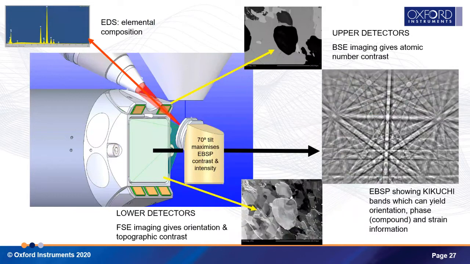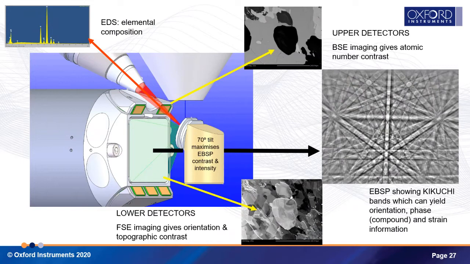The sample is tilted at 70 degrees. Now that might be either on the stage or using a pre-tilted holder. It's entirely academic which you use and which suits your purpose best. The reason why we have to tilt the sample is that this maximizes the contrast and the intensity in the pattern, and that's a matter of physics. We don't have much control over that, so we always have to tilt the sample up.